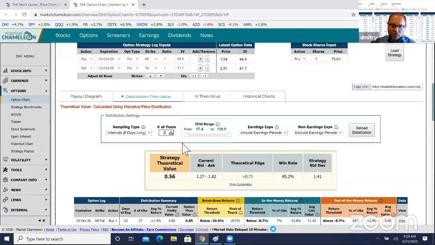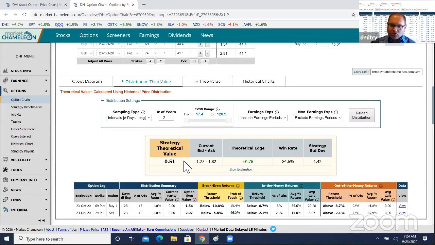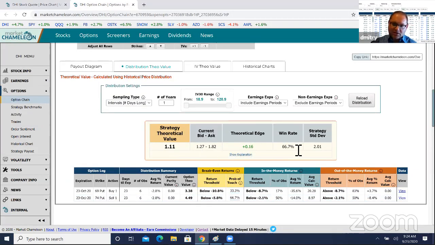What if we just went to 2 years of data? Using 2 years of data, similar. Even in the last 2 years the distribution of returns is very similar, but we are getting down to not a lot of observations. Let me just try 1 year of data and see what that does. In the last year, it must have been a little bit more volatile. We're still seeing a theoretical value of $1.11 with a 66.7% theoretical win rate. But again, this is using six observations because you have a 23-day holding period.